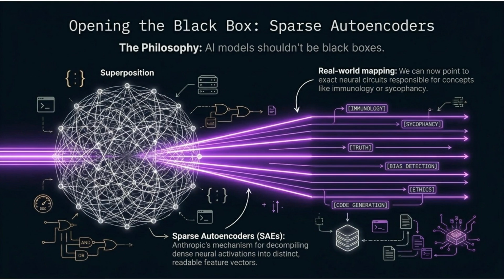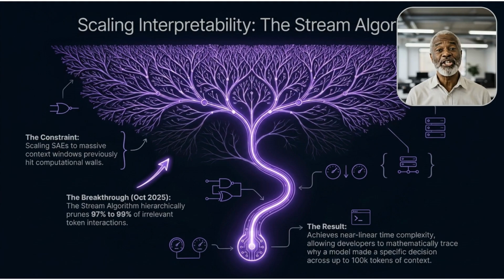Opening the black box involves sparse autoencoders, or SAEs, which are Anthropic's mechanism for decompiling dense neural activations into readable feature vectors. This enables real-world mapping to specific neural circuits responsible for concepts. Scaling interpretability is achieved through the stream algorithm. The breakthrough is a hierarchical pruning of 97% to 99% of irrelevant token interactions. This results in near-linear time complexity, allowing developers to trace model decisions across large contexts.